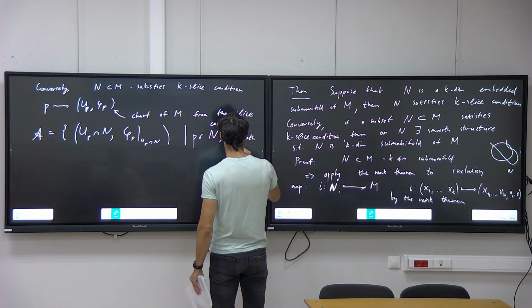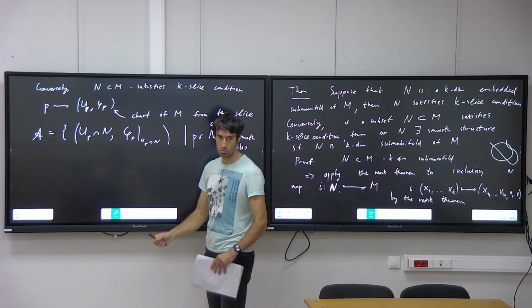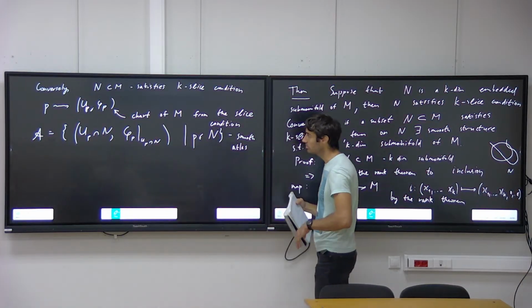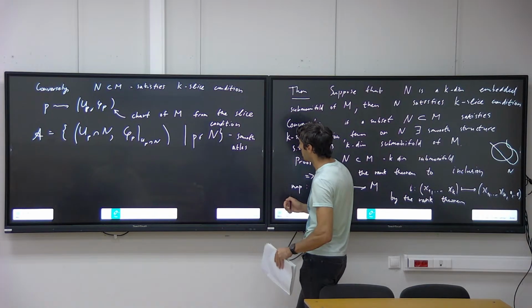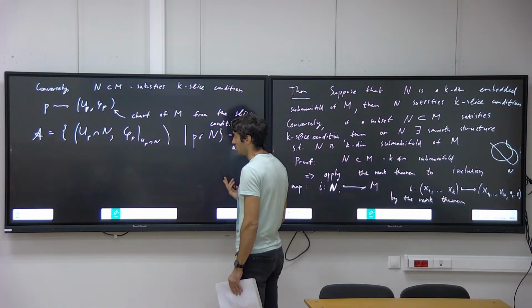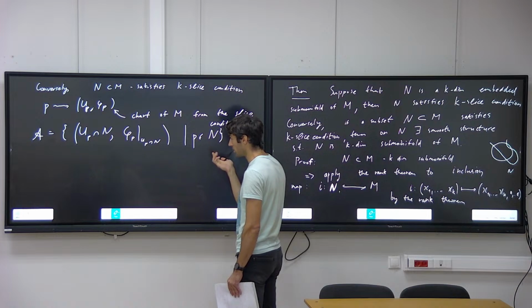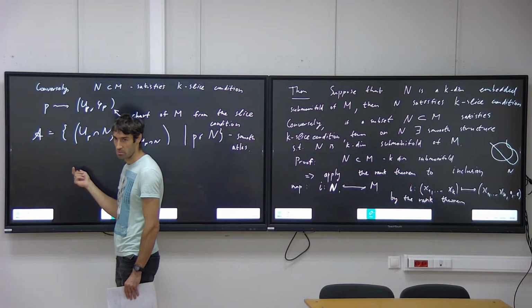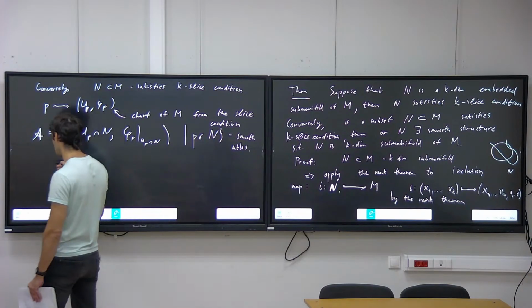form a smooth atlas. The fact that it is smooth just comes from the fact that these are smooth charts, so all the transition maps are smooth. We just need to check, what do we need to check? That the inclusion is an immersion, right? But again, it's an immersion for almost tautological reasons.